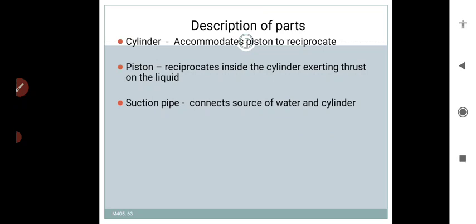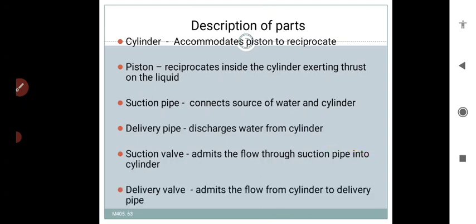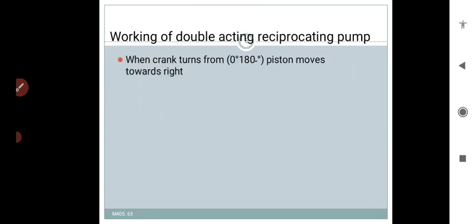The suction pipe connects the source of water and the cylinder. The delivery pipe is used to discharge water from the cylinder. The suction valve admits the flow of water through the suction pipe into the cylinder. And the delivery valve admits the flow of water from the cylinder to the delivery pipe.